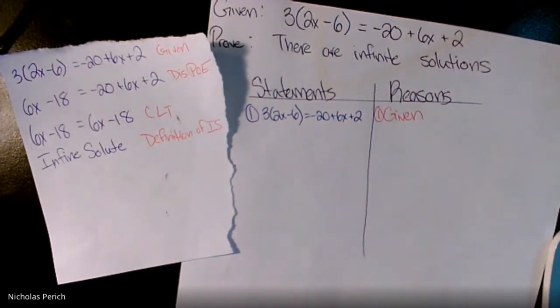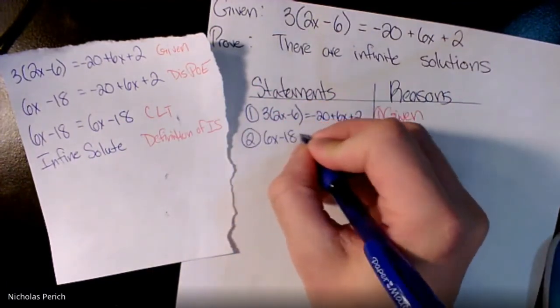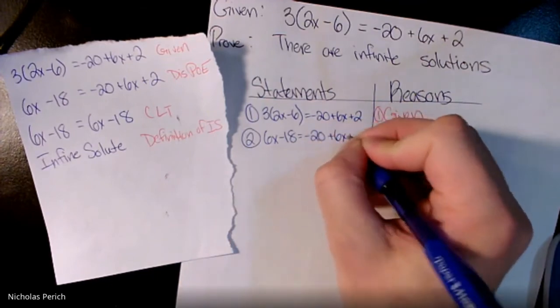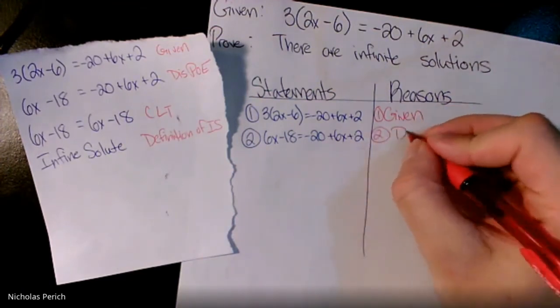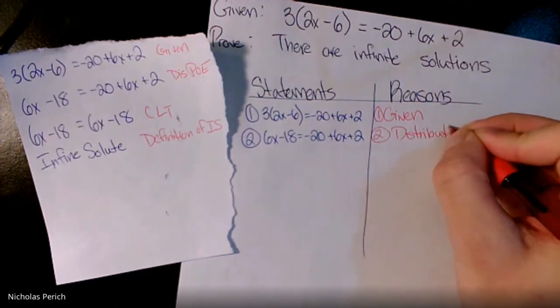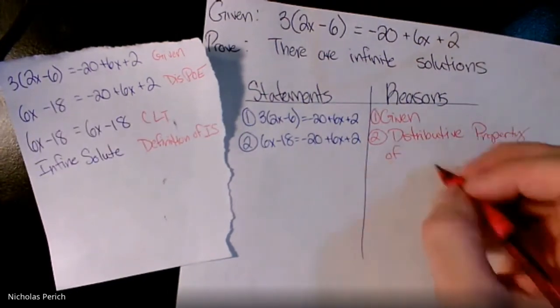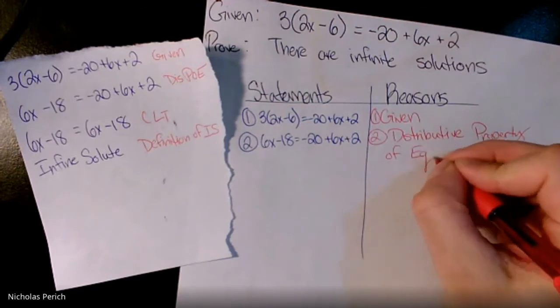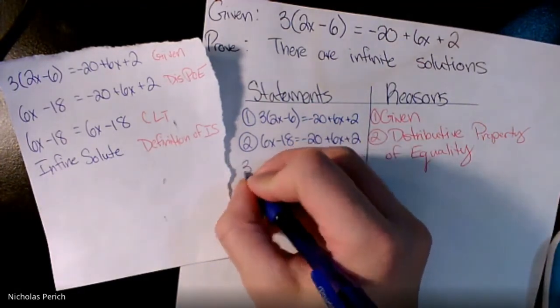Oh, whoops, 1 is given. Statement number 2 is 6x minus 18 equals negative 20 plus 6x plus 2. And it was Santi who told me the reason why I'm allowed to do that is the distributive property of equality. The distributive property of equality. Because you did distribution.